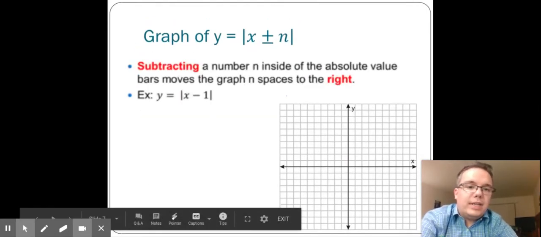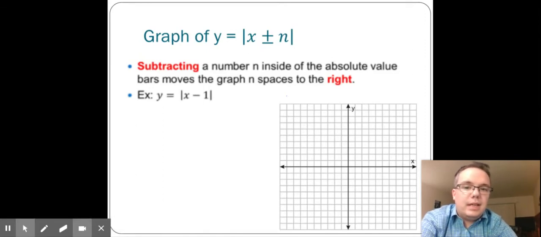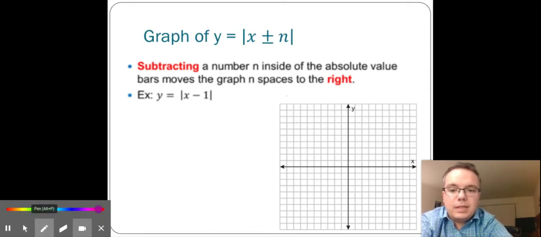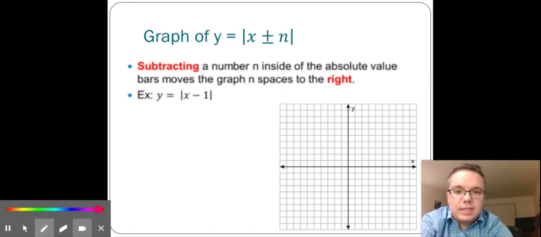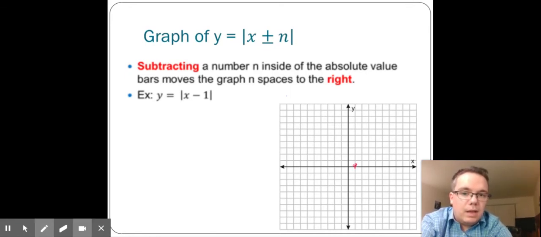So if adding a number inside moves everything to the left, subtracting a number moves it to the right. Again, it moves in the positive direction because of the way our function is set up to be minus on the inside. If we're subtracting a number, we're subtracting a positive number, so we move to the right. If I have y equals the absolute value of x minus 1, then we move 1 to the right, and then go up 1 over 1 in each direction, and that gives us our V. So everything was moved 1 to the right.